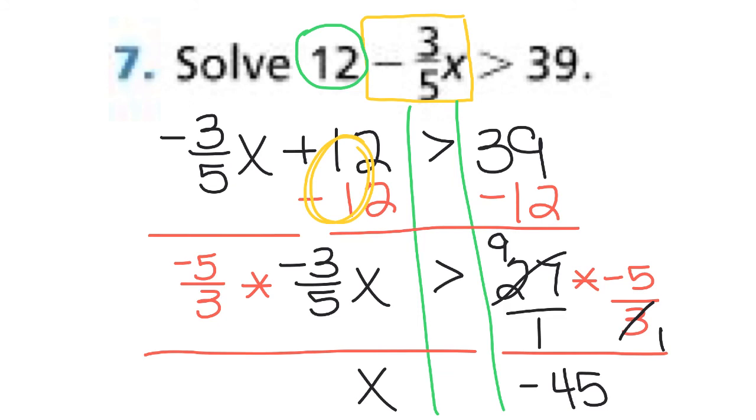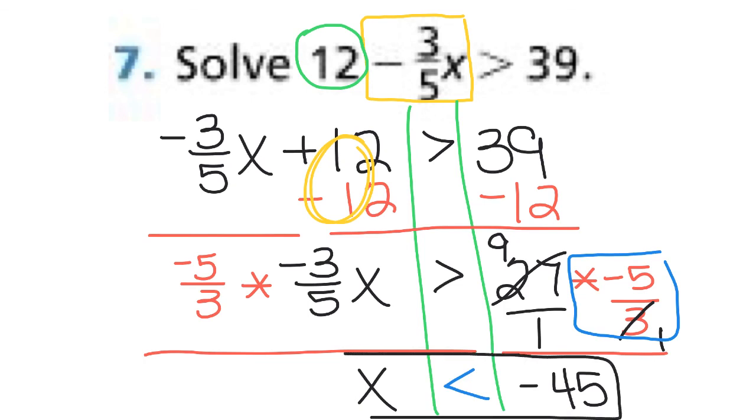And this is where I'm doing my check. And since I multiplied by a negative, the sign in my problem will reverse. This is key to remember. Multiplying and dividing by a negative reverses your inequality sign. A key piece of information to keep in mind.